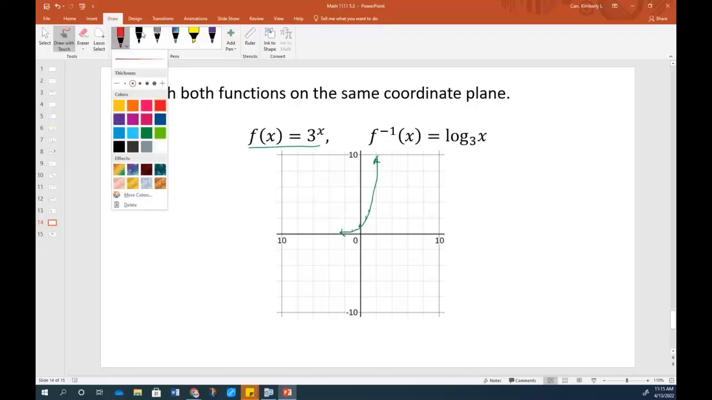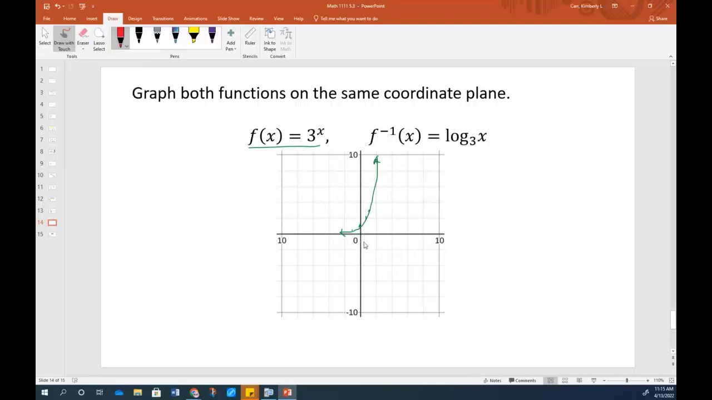I do know that the other one is a reflection of it. So I can take those points and reverse them. So instead of -1, 1/3, I'm going to go 1/3, -1. Instead of 0, 1, I go 1, 0. This point right here was 1, 3, so I need to go out 3, 1. And if you wanted to reflect this one, this point here was 2, 9, which means I can go 9, 2.